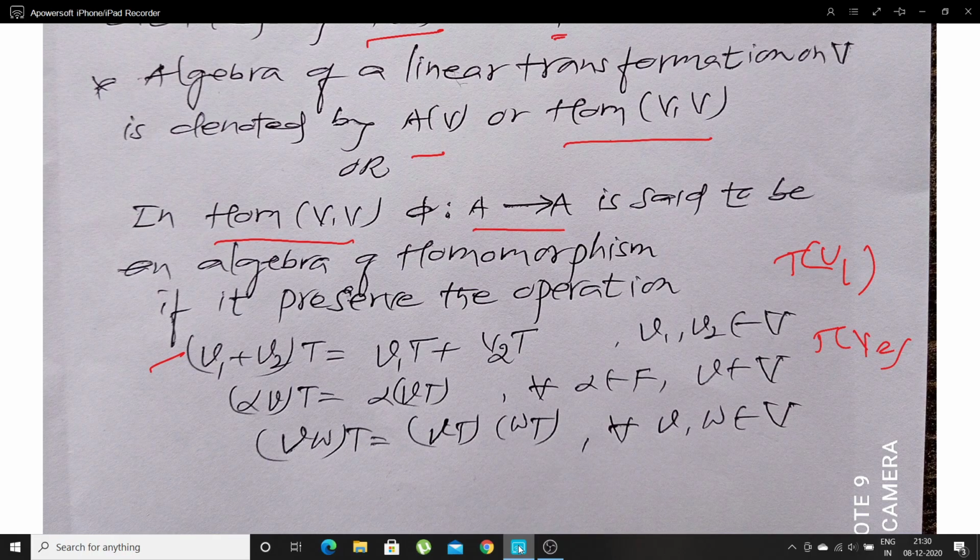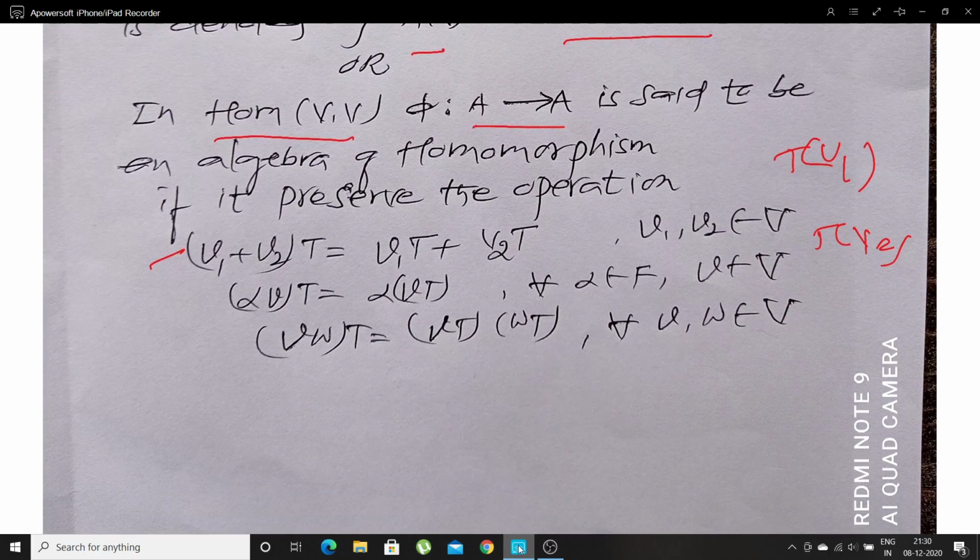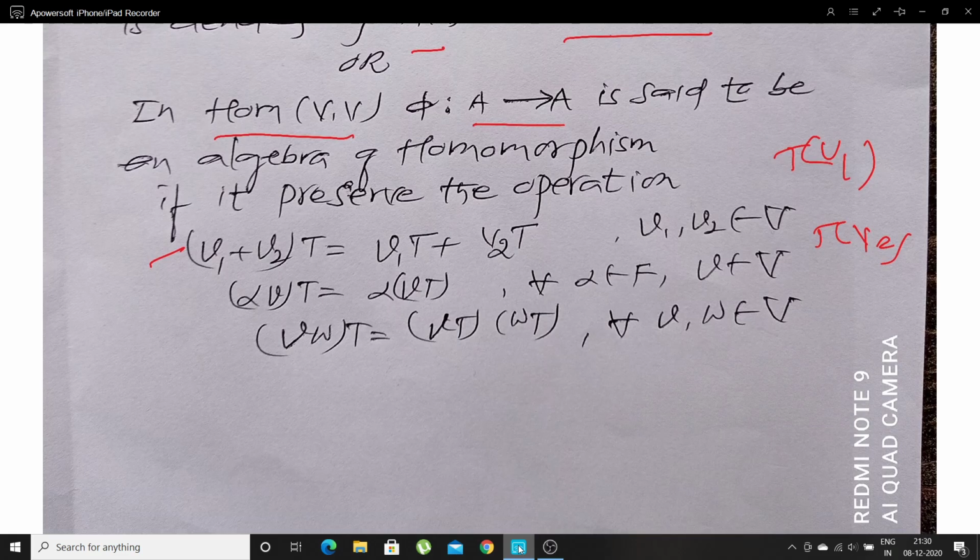The next one: alpha V of T is equal to alpha of VT, where alpha is a scalar, that means it belongs to F, and V is a vector, that means it belongs to V. The next point: where V and W are vectors, VW of T can be written as VT dot WT, that means the image of V under T and the image of W under T, and V and W are members of the vector space V.